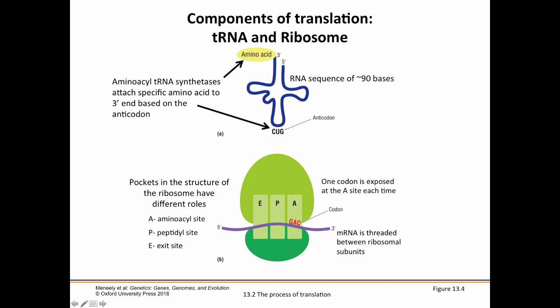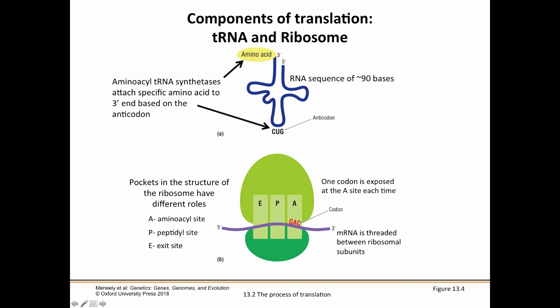The amino acid is attached via aminoacyl synthetase, which basically takes the amino acid and binds it to the free end of the transfer RNA molecule. So this transfer RNA molecule fits inside of 3 different active sites in the ribosome. There's a peptidyl site, there's an aminoacyl site, and there's an exit site. One codon is exposed in each of these sites, and so this is where all of the activity of transfer RNA interacting with messenger RNA occurs.